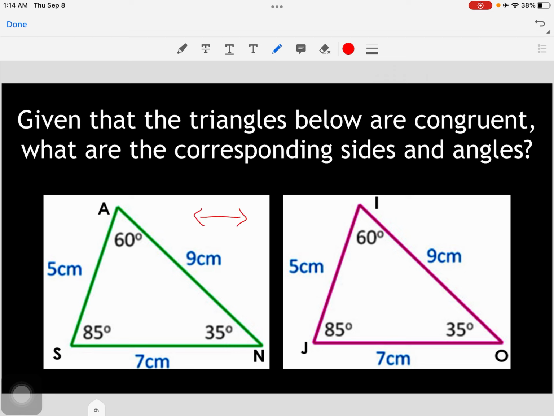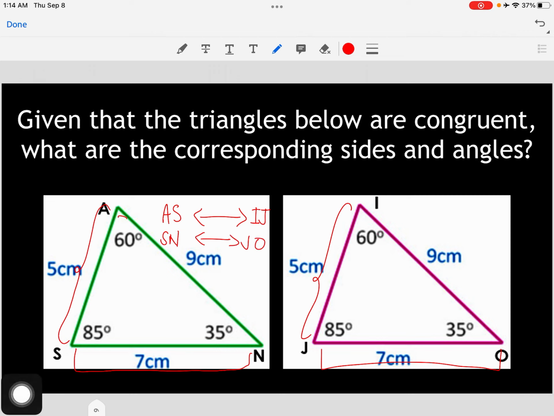So you look at the sides. You can see here that side AS measures 5 cm and side IJ also measures 5 centimeters. So we can say that AS corresponds to IJ. Next, SN measures 7 cm. JO also measures 7 cm. So we can say that SN corresponds to JO.